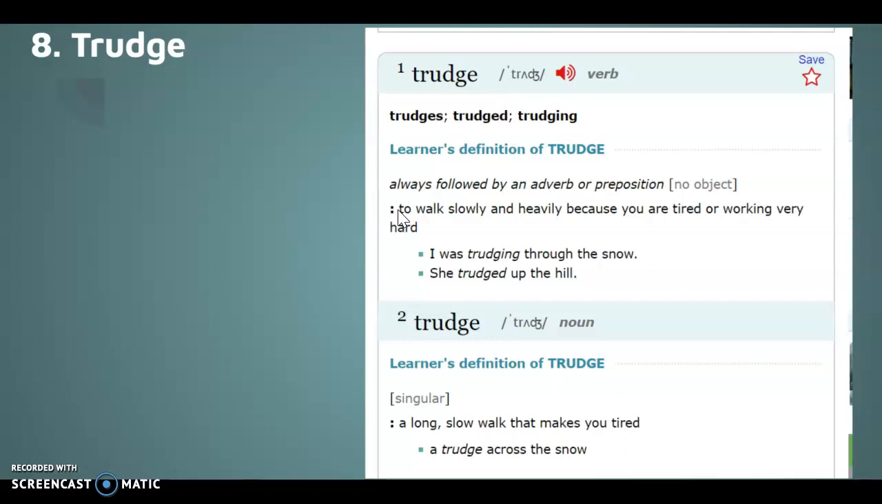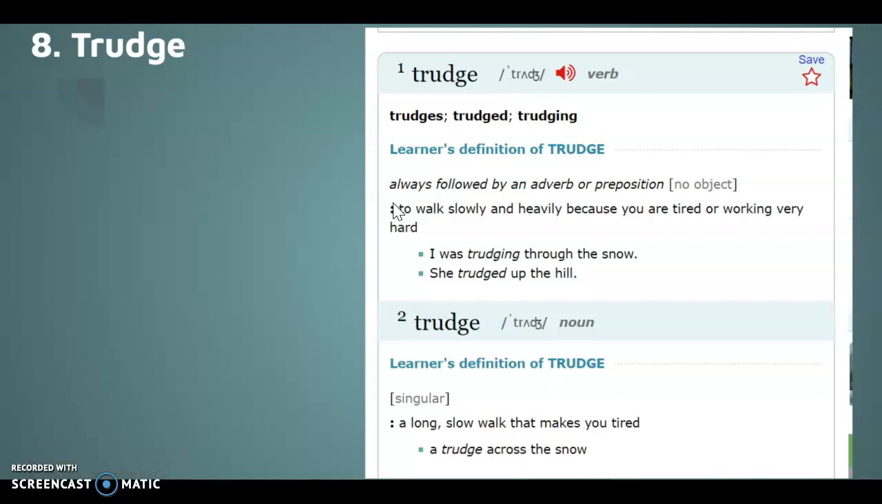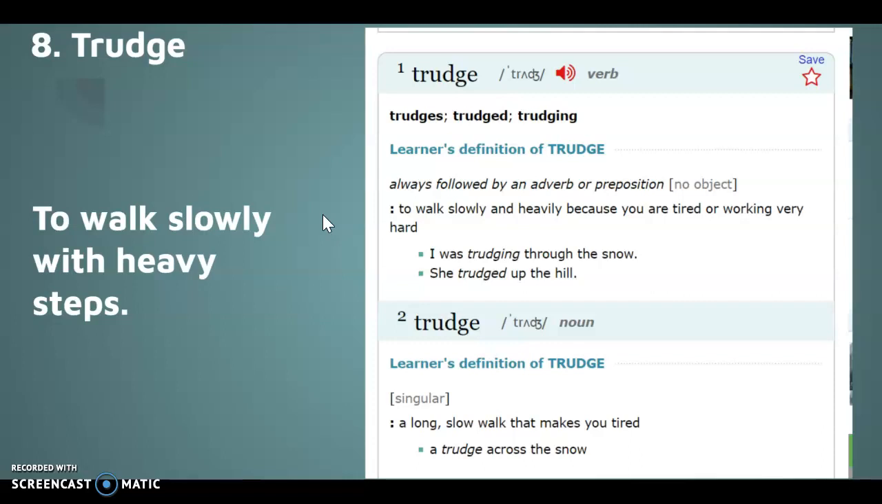But you'll see that the definitions are very closely related. So trudge is to walk slowly and heavily because you're tired or working very hard. It can also mean a long, slow walk that makes you tired. So it can either be the action of walking slowly, or it can be the walk itself. So our definition, we're going to go with the verb form, to walk slowly with heavy steps. So for example, I was trudging through the snow.